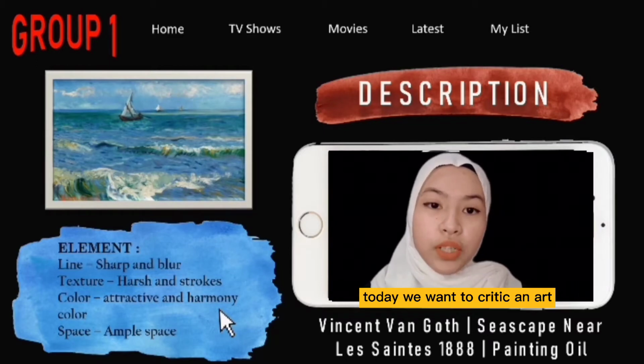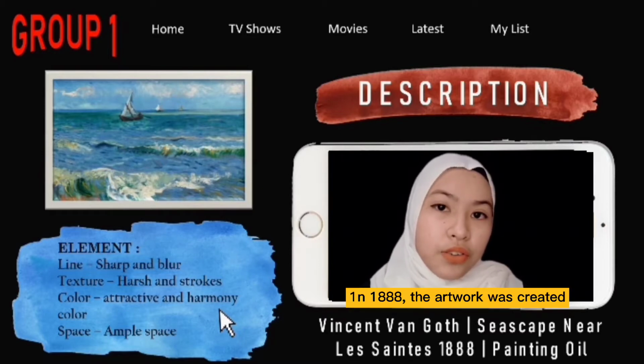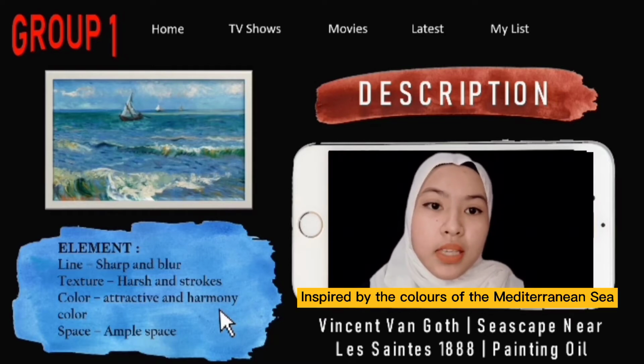Today, we want to critique an art. The artwork that we have picked is Seascape at Santa Maria's Delamere by Vincent van Gogh. In 1888, he created this painting using oil paint, and it is inspired by the colors of the Mediterranean seas.